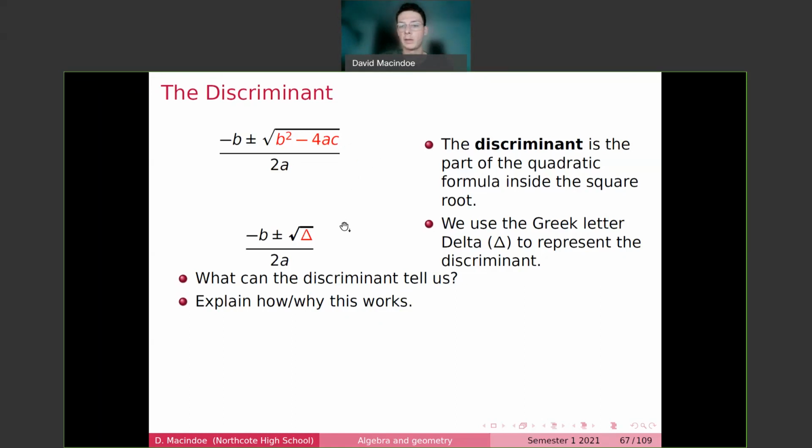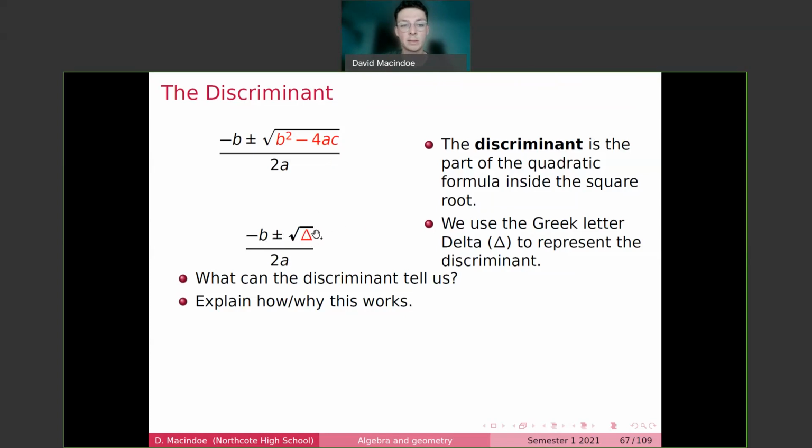So have a think of these two questions: what can it tell us, and why does this work? I'll explain in just a moment, so feel free to pause. The way it works is, if we forget what it actually is and just look at the plus or minus bit with a square root sign, then if you put in any positive number, you're plus or minusing something, maybe it'll simplify to a whole number, but you're adding and subtracting something. So you're going to end up with two different answers for x.